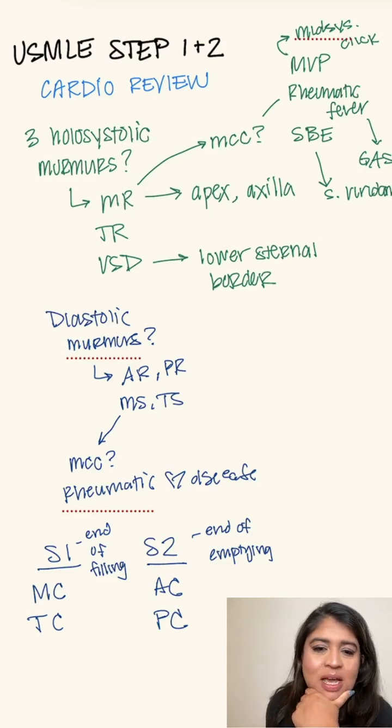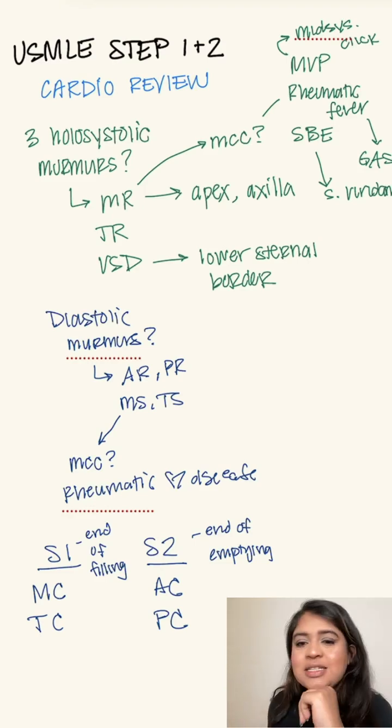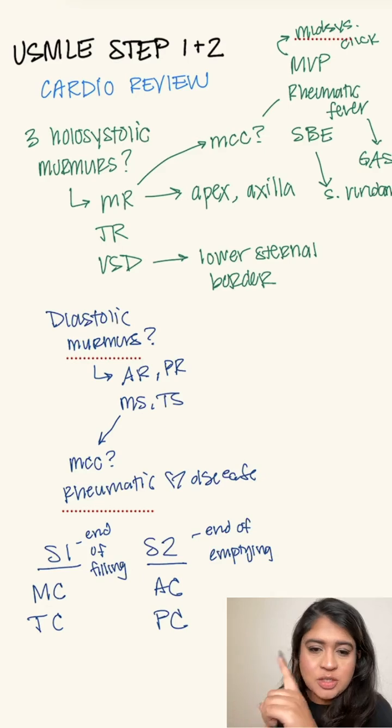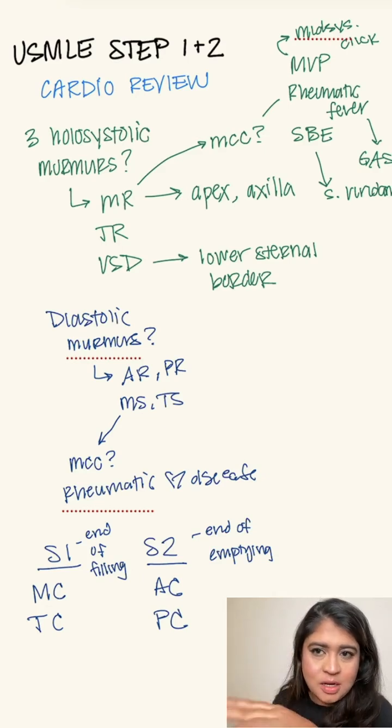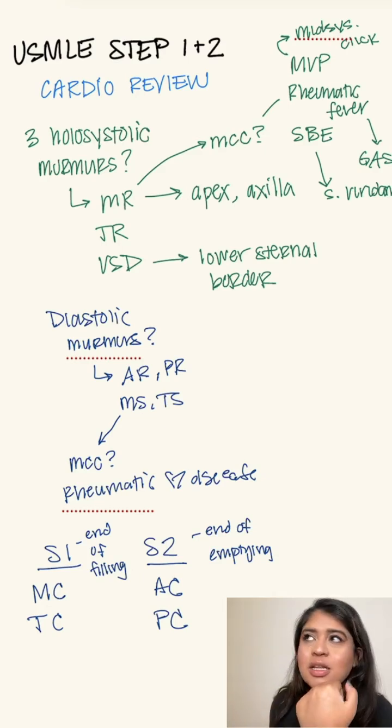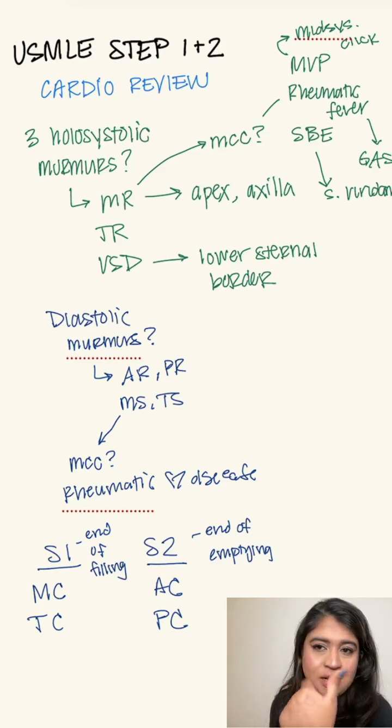Anyway, so right-sided murmurs, which is tricuspid and pulmonic, would be louder on inhale. Left-sided murmurs, anything with the mitral and aortic, would be louder on exhale.